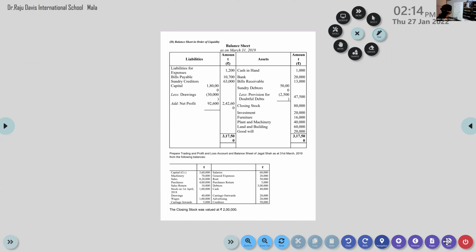Is it completed? The order of liquidity, balance sheet. I'll send the file now itself in the WhatsApp group. Those who haven't completed, please complete it. Go through the problems, revise it. Okay.